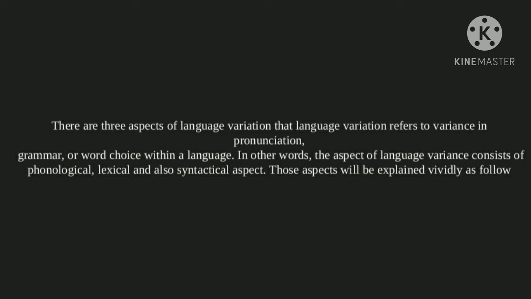There are three aspects of language variation. Language variation refers to variance in pronunciation, grammar, or word choice within a language. In other words, the aspects of language variation consist of phonological, lexical, and syntactical aspects. Those aspects will be explained vividly as follows.